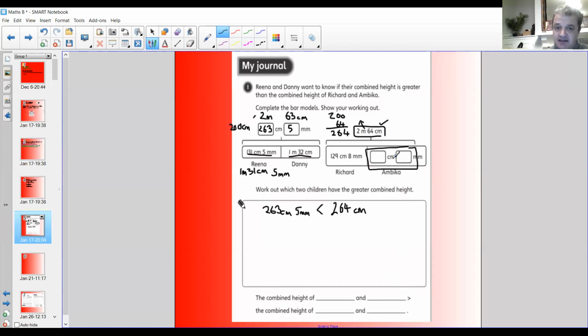their combined height is greater than the combined height of Richard and Ambica. We can see Richard and Ambica have got the greatest height, 264 centimeters. So if you put them on each other's heads, they would be taller than Rena and Danny. So that's how we would answer that question. Okay, so let's go on to the next question.